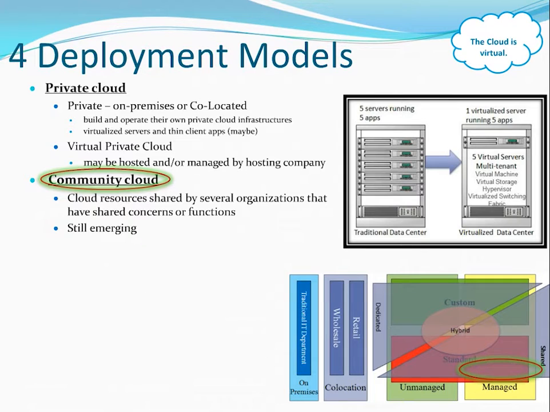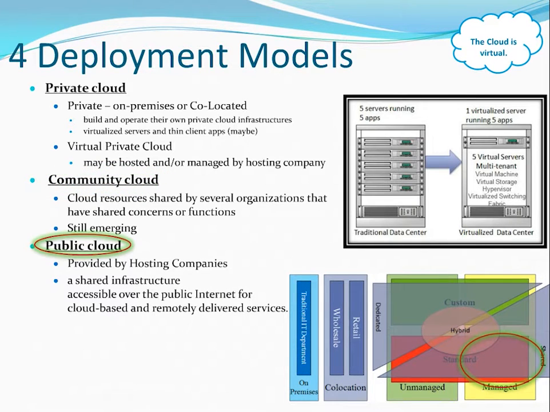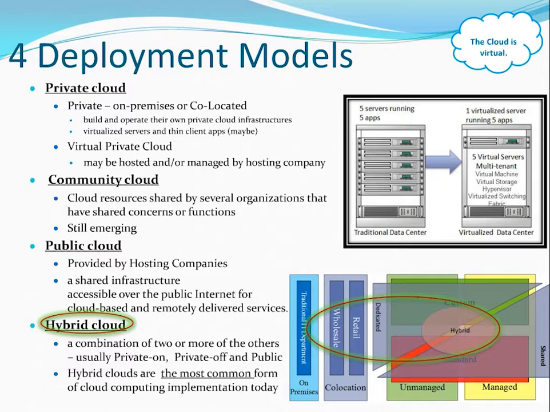I really want to talk about public cloud. These are the two important ones, private and public. The public cloud, you'll see, is that bottom right-hand quadrant down there, provided by hosting companies. It's shared infrastructure, and it's accessible primarily over the public internet. And so that's the public cloud that we've heard some about. Of course, the fourth is hybrid, and it's by far the most common implementation of cloud, where you have some mixture of on-premises, colo, and hosted.